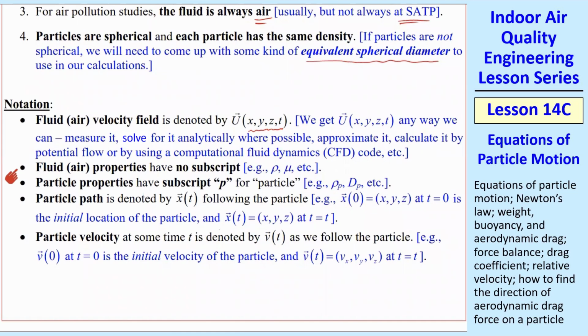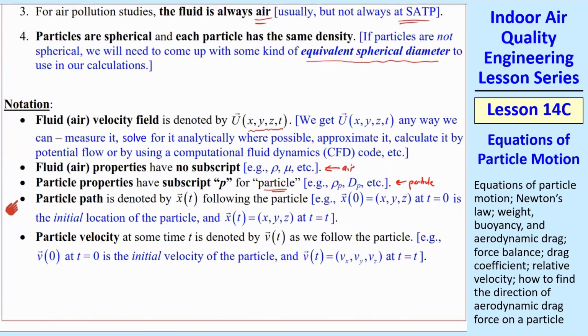The air properties have no subscripts. Dynamic viscosity is mu, density is rho. When there's no subscript, that's for the air. Properties that have a subscript p are for the particle. So these are all for the particle, rho p, dp, etc. Obviously, there's no mu p for a particle.